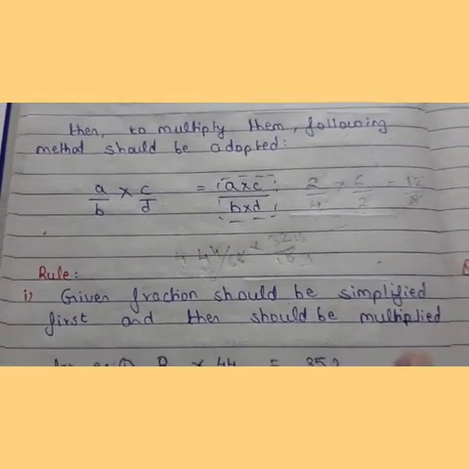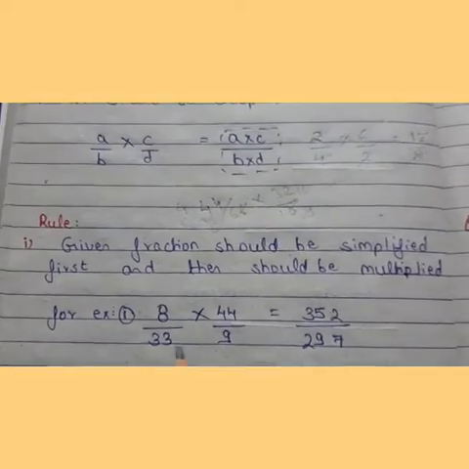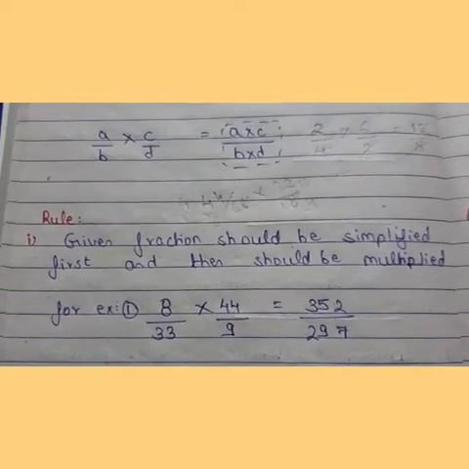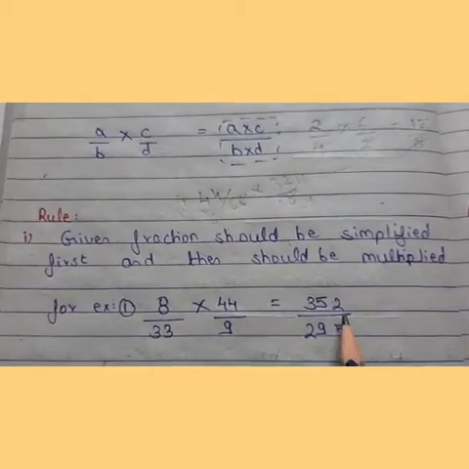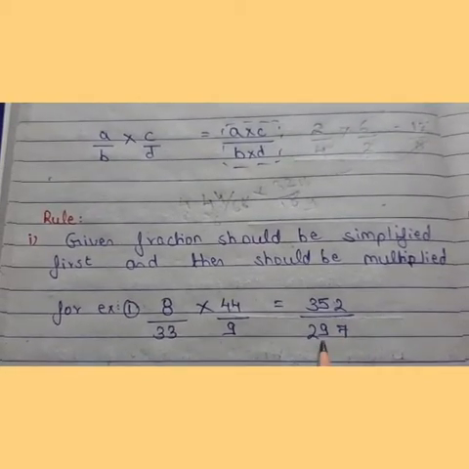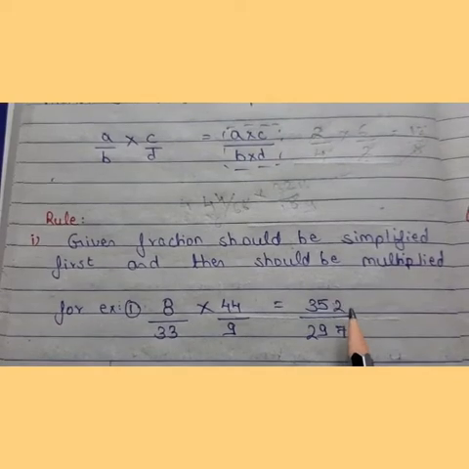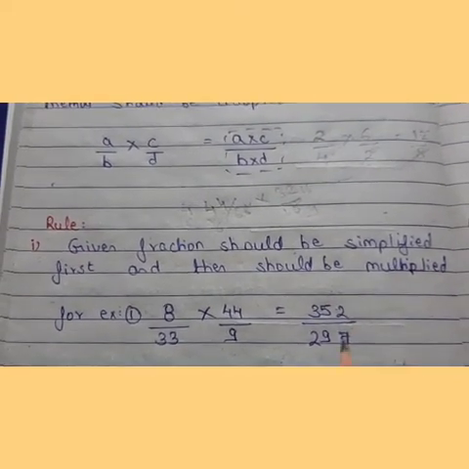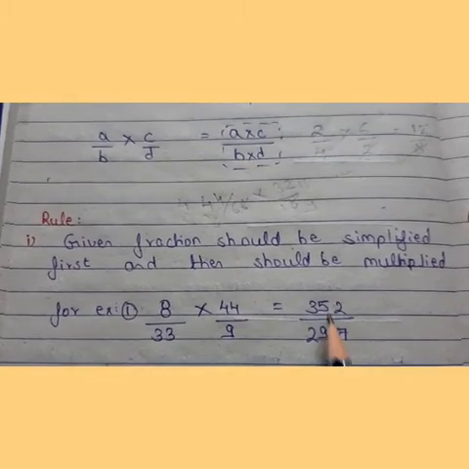Let's see it by an example. Suppose a fraction is given like this: 8 upon 33 into 44 upon 9. Now if we simply do 8 into 44, it will be 352. 33 into 9 is 297. Now it's a very larger value. If we are going to cancel it as per the divisibility rule, then also it will take time.